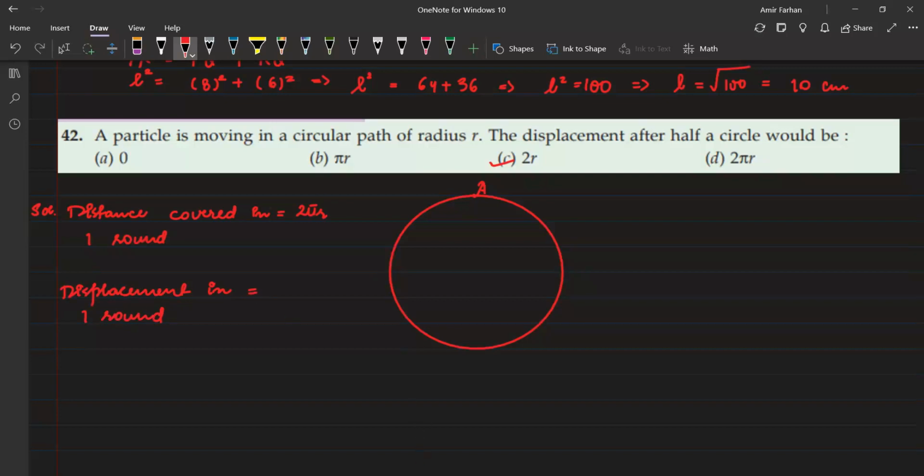Yes, Ayaan, please let me know. So what is your question? I am saying what will be the displacement in one round?